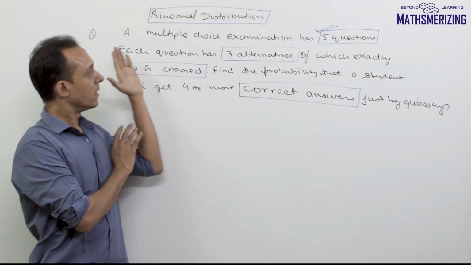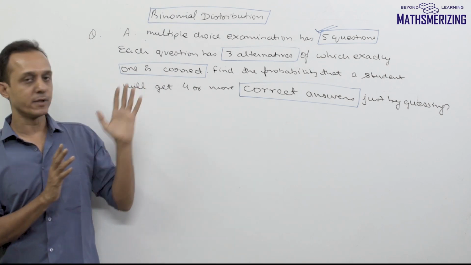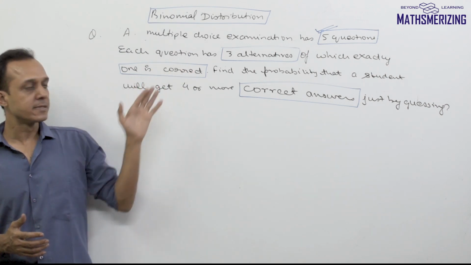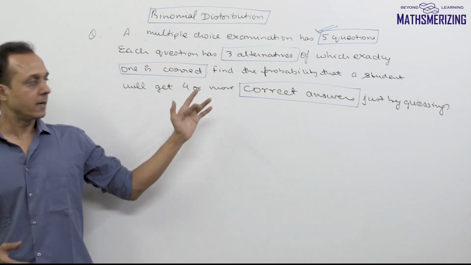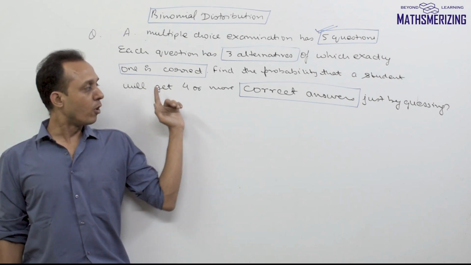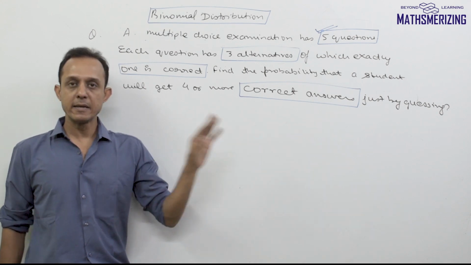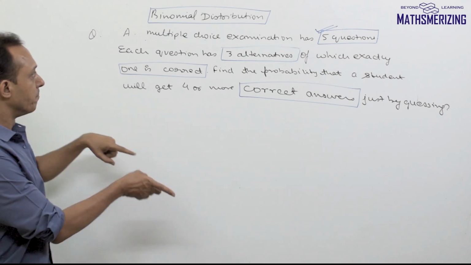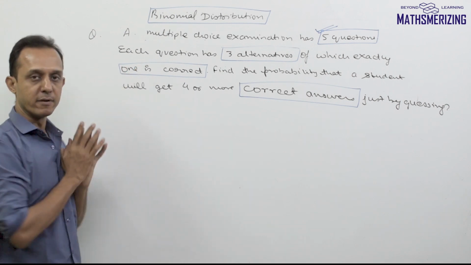And the question is, a multiple choice examination has 5 questions. Each question has 3 alternatives, of which exactly 1 is correct. We need to find the probability that a student will get 4 or more correct answers just by guessing. Now we need to figure out whether we can apply binomial distribution in this given question.